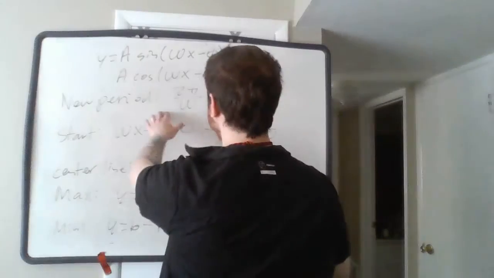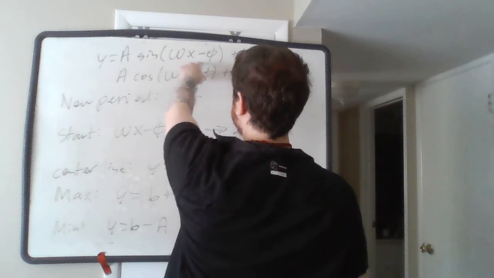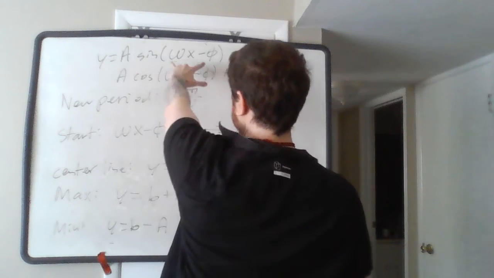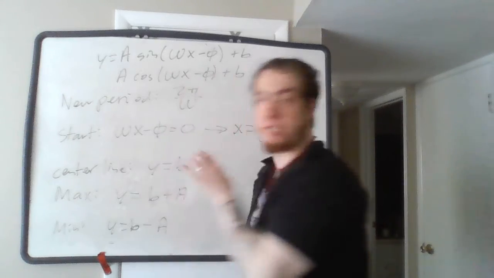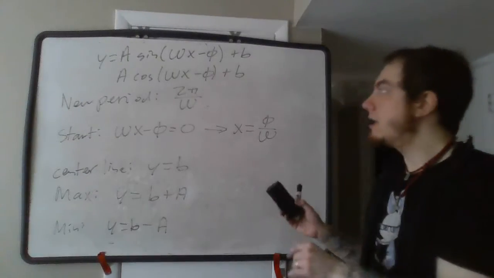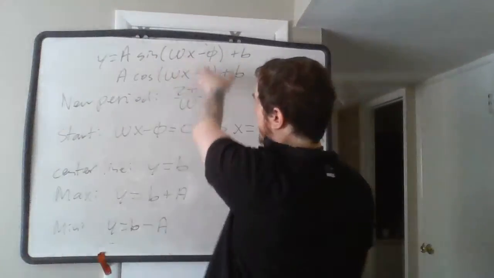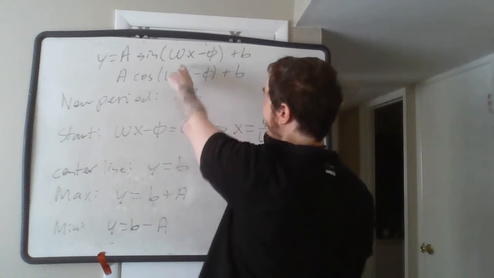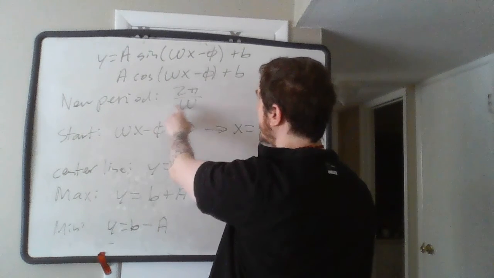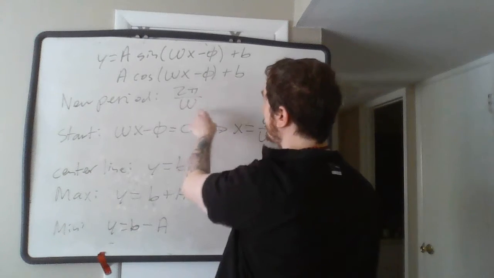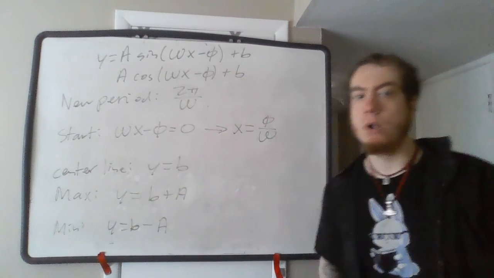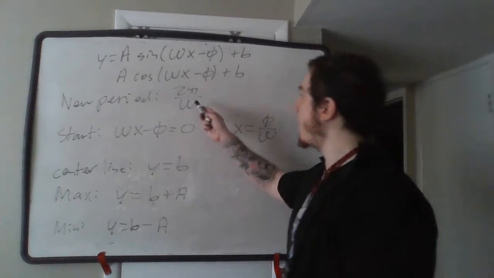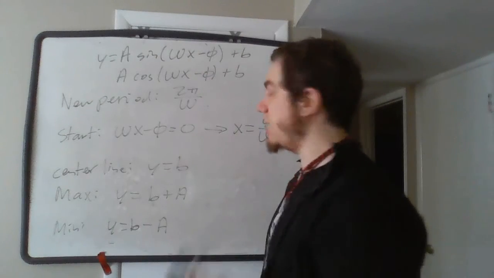The new period comes from every time this thing changes by 2 pi, it repeats. So every time this changes by 2 pi, the function starts repeating itself. Well, that's going to happen every time x changes by 2 pi divided by omega, because we're multiplying the x by omega. So a change in x gets multiplied by an omega, and that changes the period.